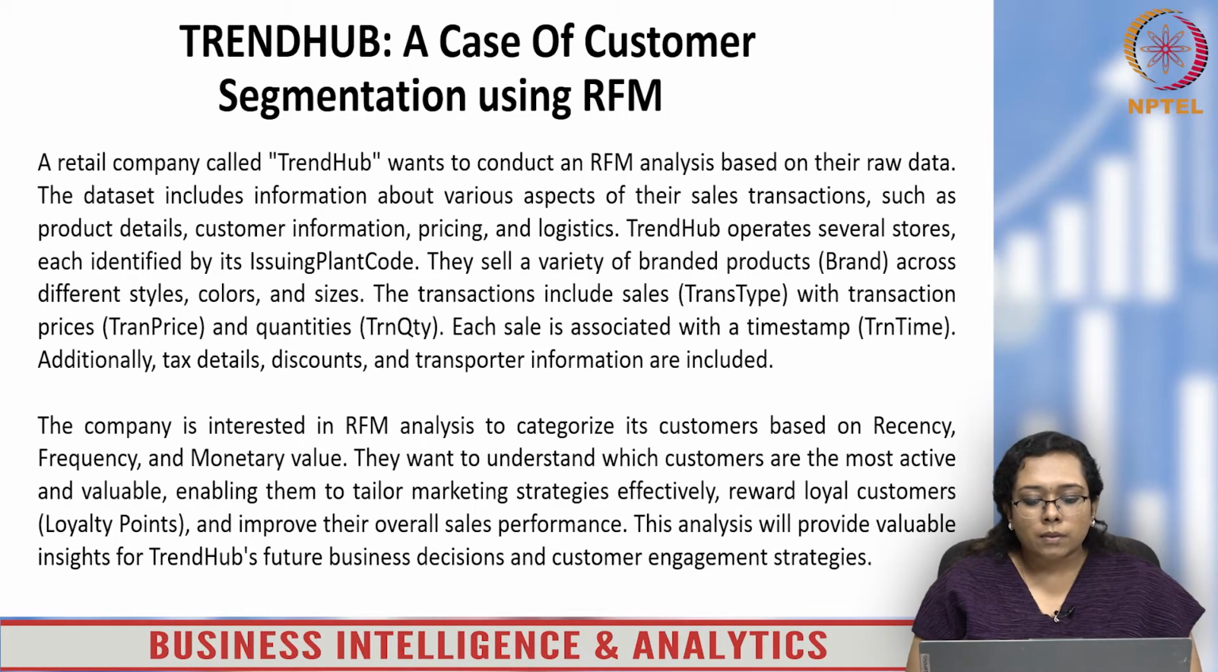They sell branded products across different styles, colors and sizes. The transaction includes sales, that is the transaction type, and the transaction prices and quantities. Each sale is associated with a timestamp, that is the time at which the transaction was done. Additionally, there are many details like tax details, discounts, the transporter information, etc. But do we need all these for RFM analysis? Not at all. We just need 3 data. So, you have to imagine which 3 data we are going to use for RFM.